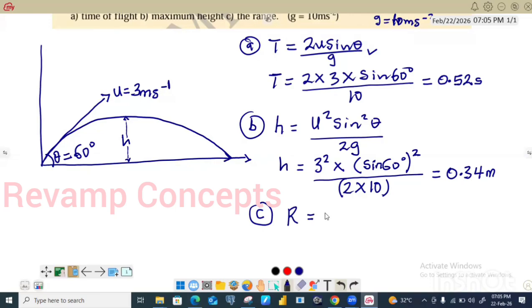Now for the range, the formula is u square sine 2 theta over g. That's for the range.